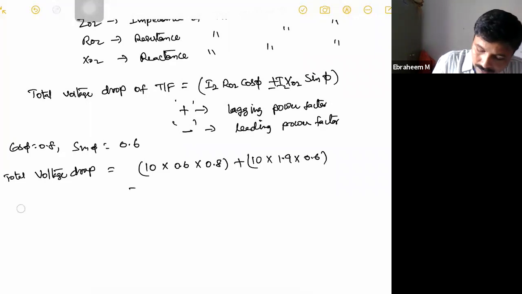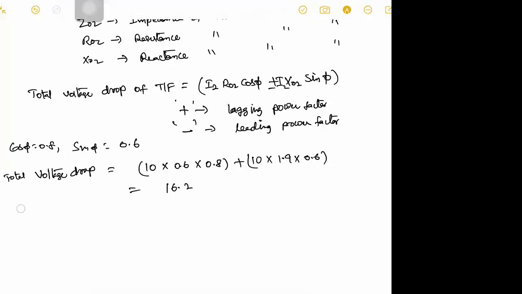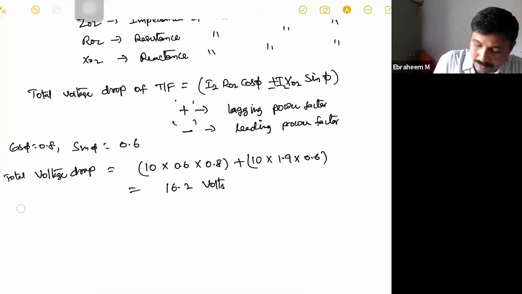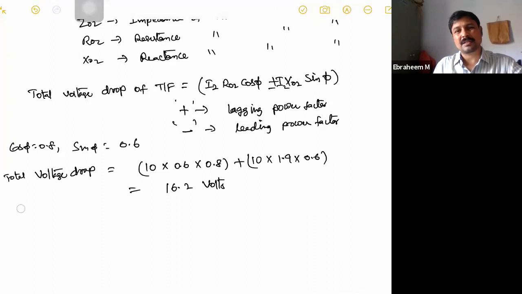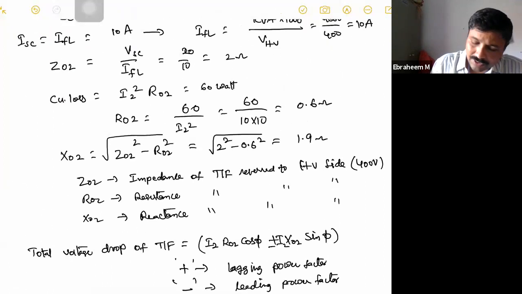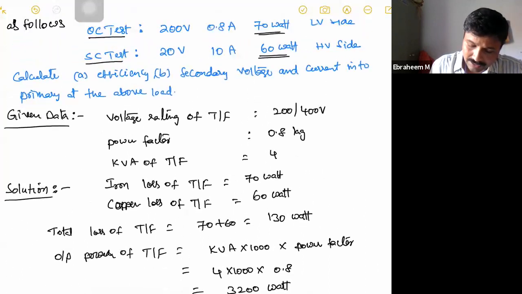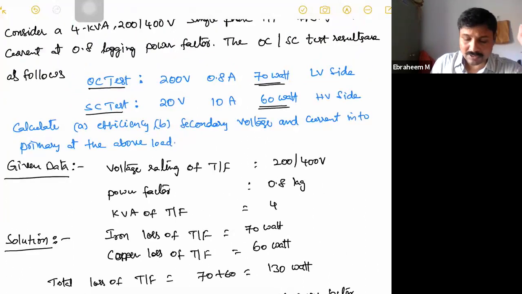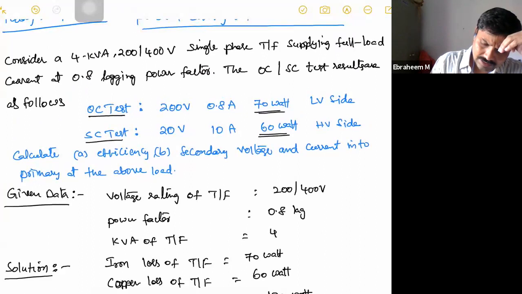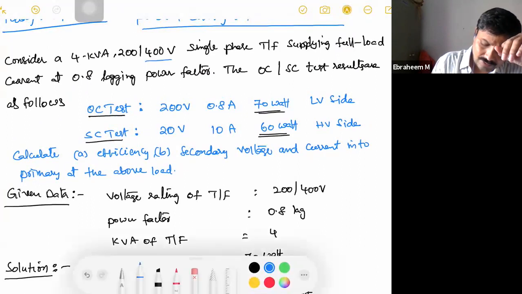This is how much? 16.2. 16.2 volts. Okay, so this much of voltage will be dropped. So that means on the HV side, what is the actual voltage? 400 volts. Okay, so 400 volts is the voltage rating of the HV.